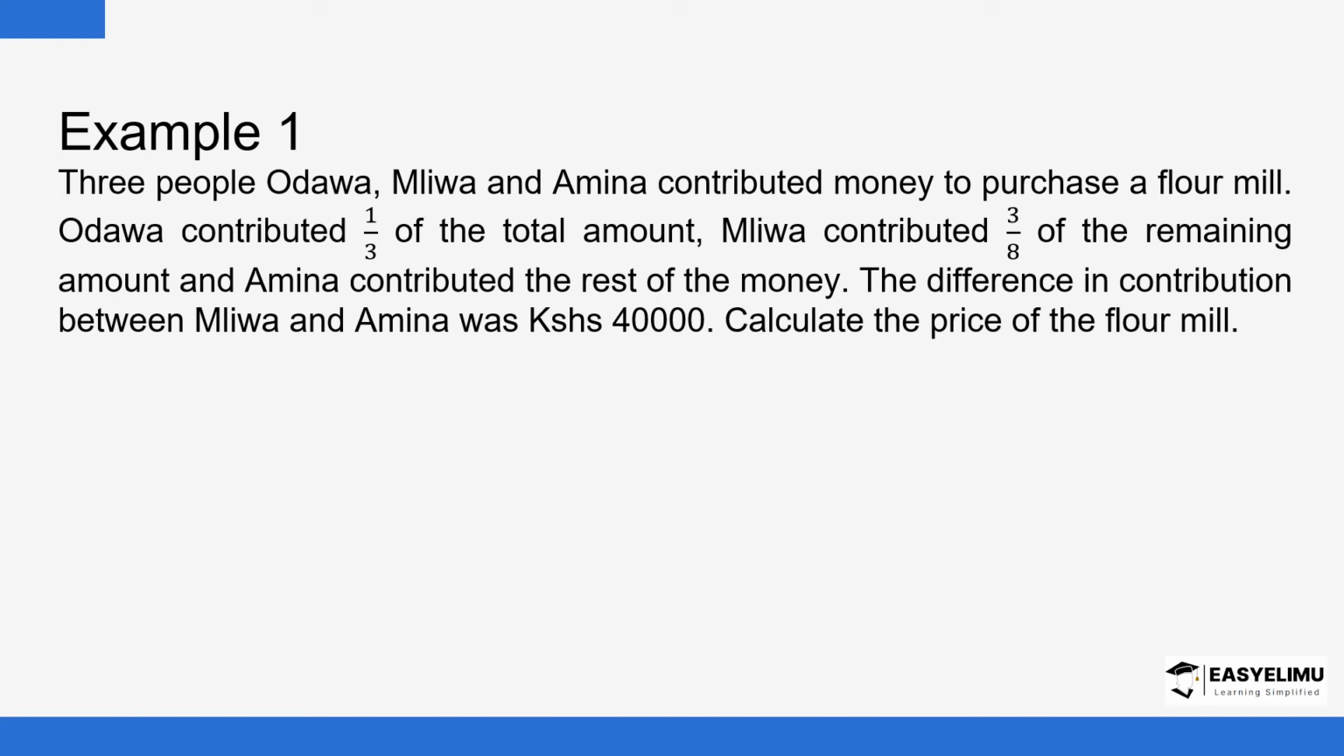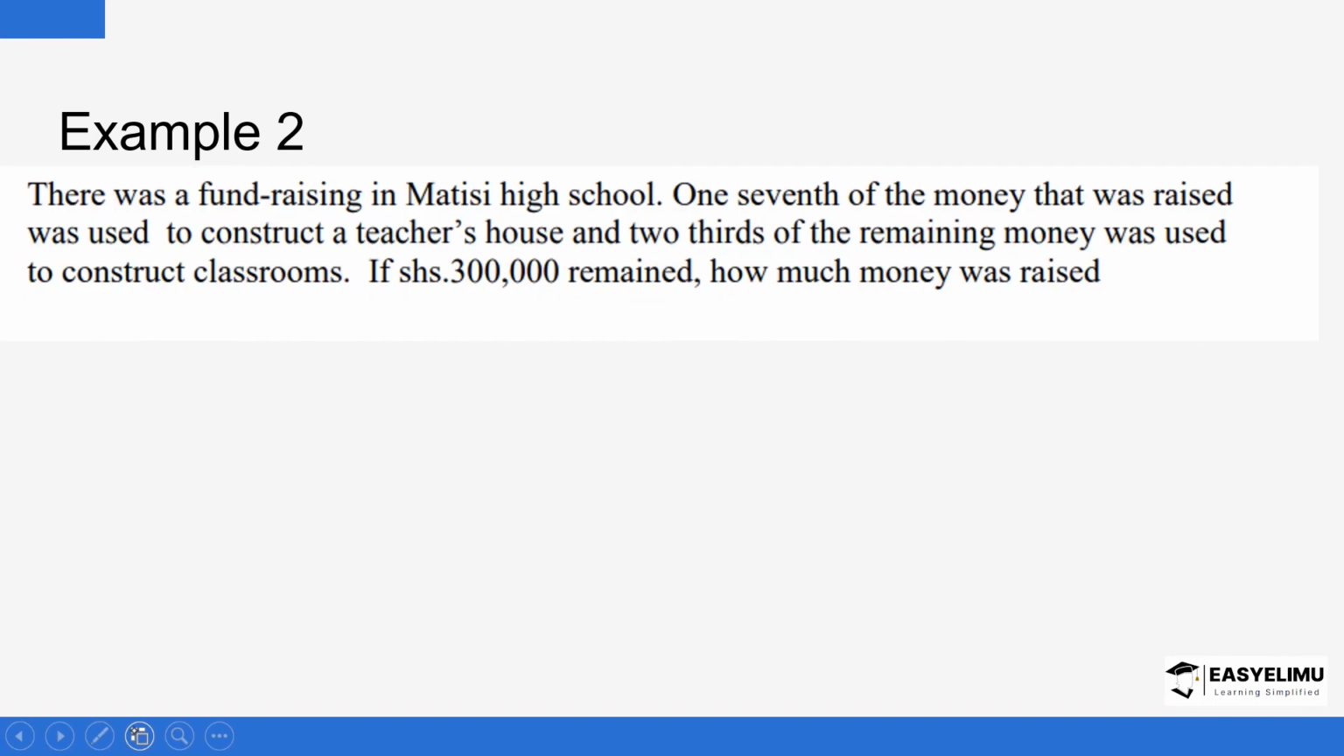So we have three people, Odawa, Mlewa, and Amina, contributing money to purchase a flour mill, and Odawa is contributing a third of the total amount. Mlewa is contributing 3/8 of the remaining amount, and Amina is contributing the rest of the amount. After that, we are told the difference in contribution between Mlewa and Amina was 40,000. So calculate the price of the flour mill. So what we need to do is we try and analyze this information.